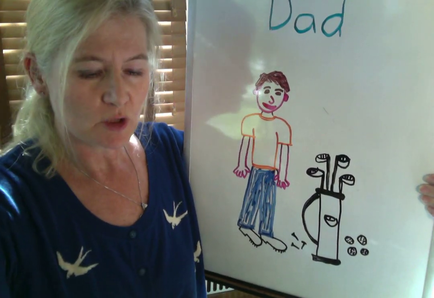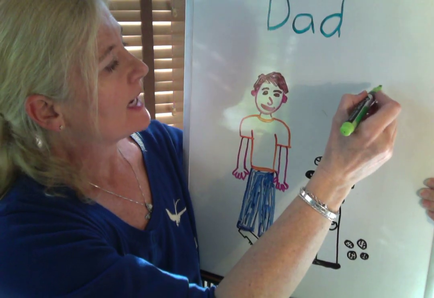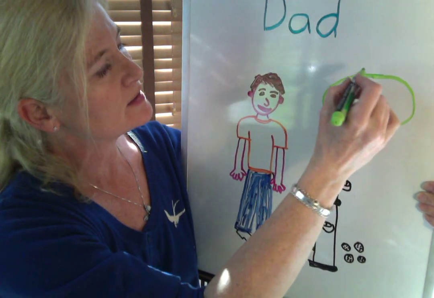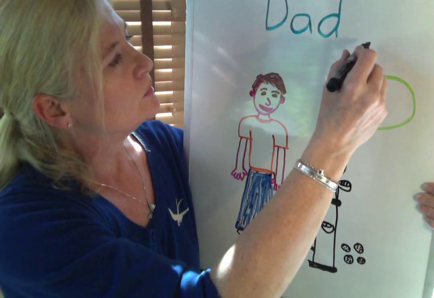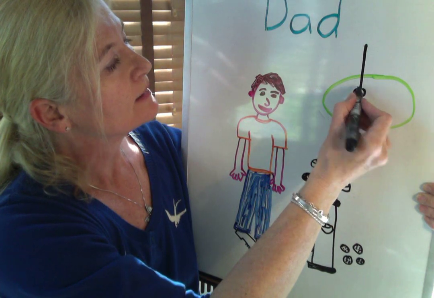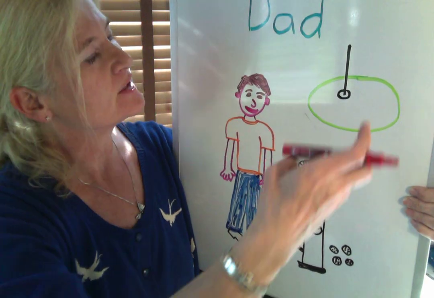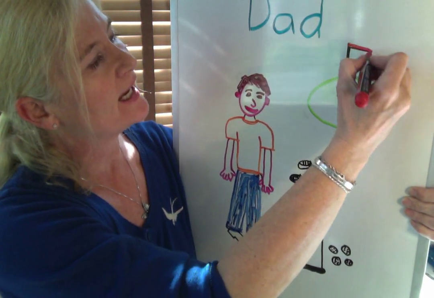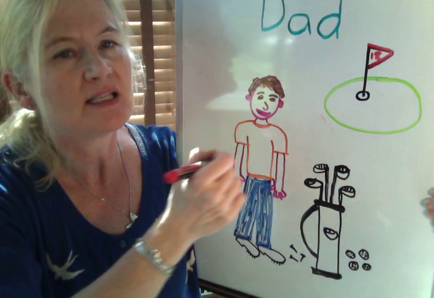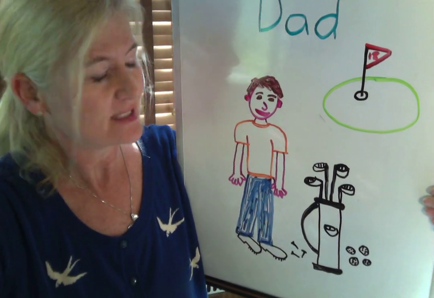Let me give you one more clue if you haven't figured it out already. He plays it outside, and it's on a special course. And on this course, there are holes where he has to hit the ball into. And they have numbers. I'm going to draw number 18. It has a flag. I'm going to draw the number 18 because that's the very last hole that he has to get the ball into. So there are 18. It takes a long time.